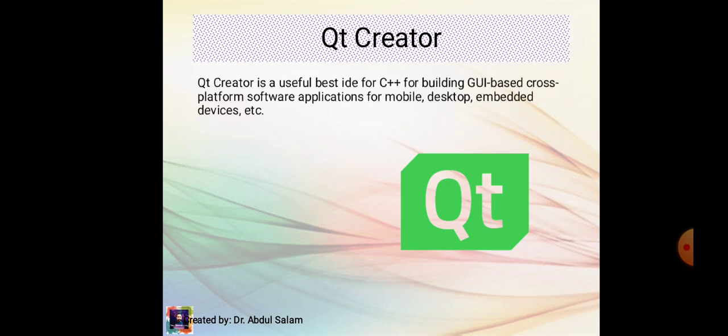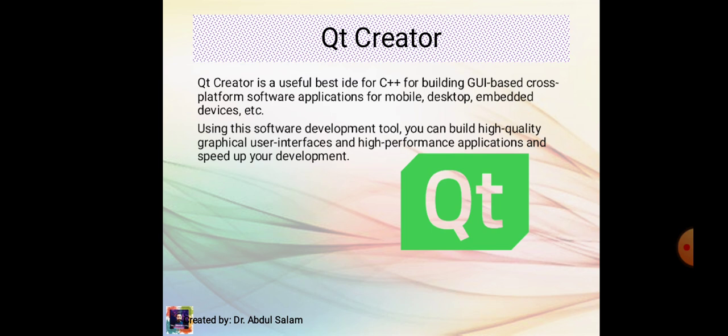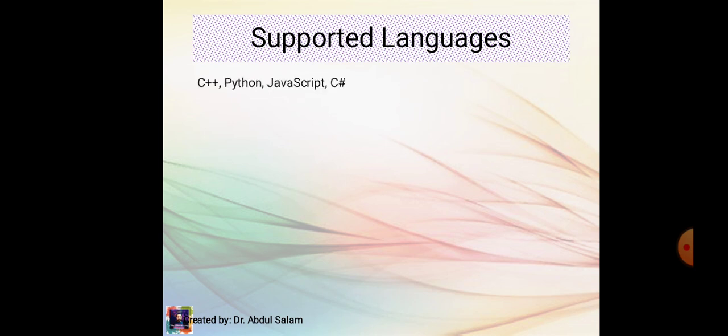The next one is Qt Creator. Qt Creator is a useful, best IDE for C++ for building graphical user interface based cross-platform software applications for mobile, desktop, embedded devices, etc. Using this software development tool, you can build high quality graphical user interfaces and high performance applications to speed up your development. Here are some features: Qt Design Studio, Qt Creator, Meta Object Compiler, Emulator, and its supported languages include C++, Python, JavaScript, and C#.